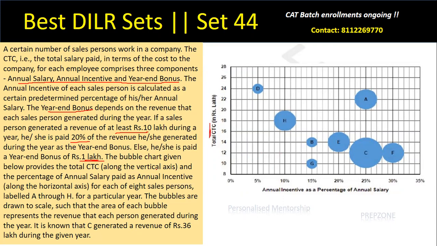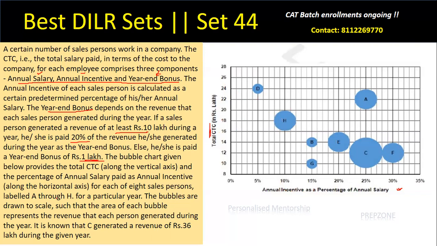The bubble chart given below provides the total CTC and the percentage of annual salary paid as annual incentive. Because we had 3 components: annual salary, annual incentive and year-end bonus. Year-end bonus, we know, is a function of revenue. Annual incentive is given here as a percentage of the annual salary, and annual salary is also variable. Total CTC is already given to us. And we know total CTC is equal to annual salary, let's say this is X, plus annual incentive, which is given as a percentage of it. Say it is 10%, so it will be 1.1x, plus year-end bonus that is given as a function of the revenue. So we'll have to calculate and form a table: what is the CTC value, what is the revenue, and start calculating the individual variables.